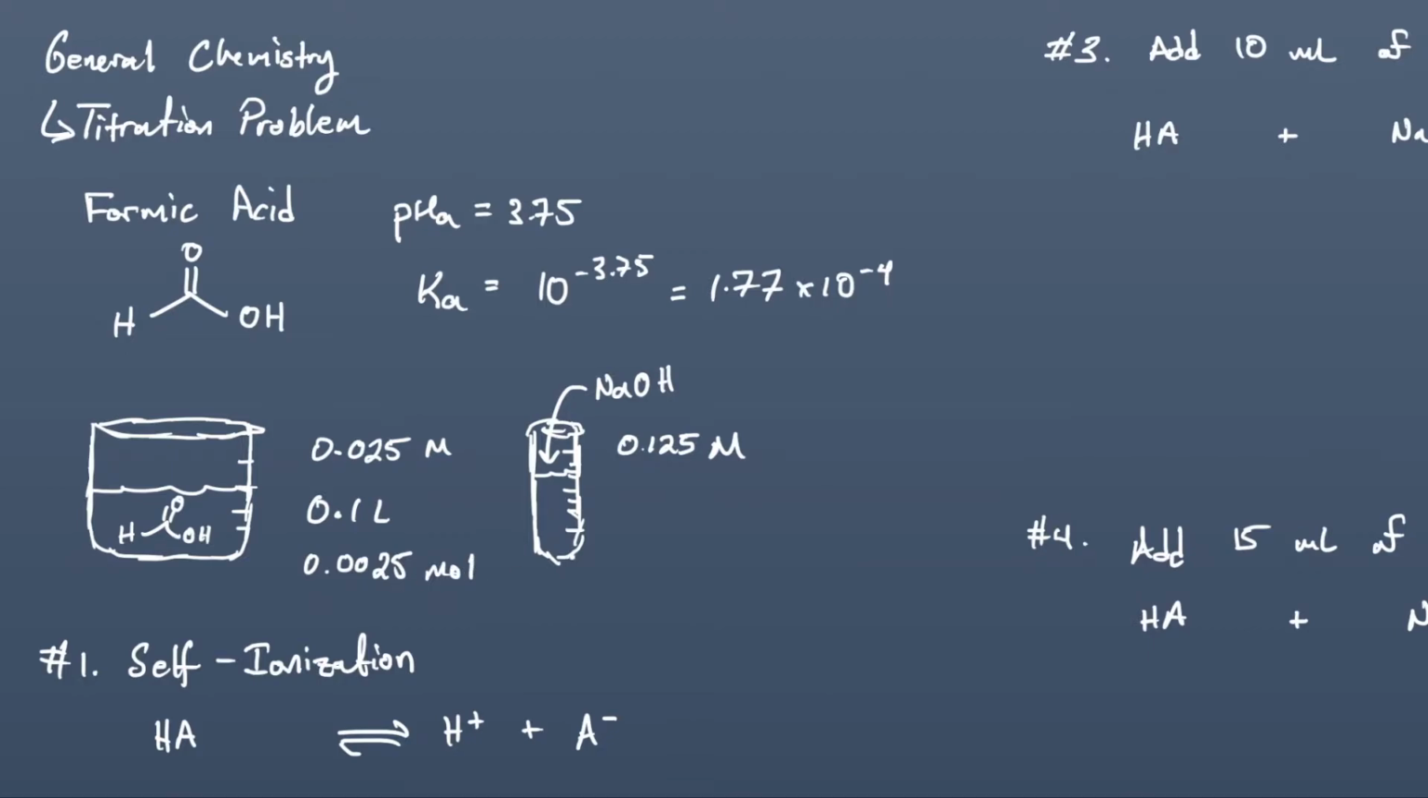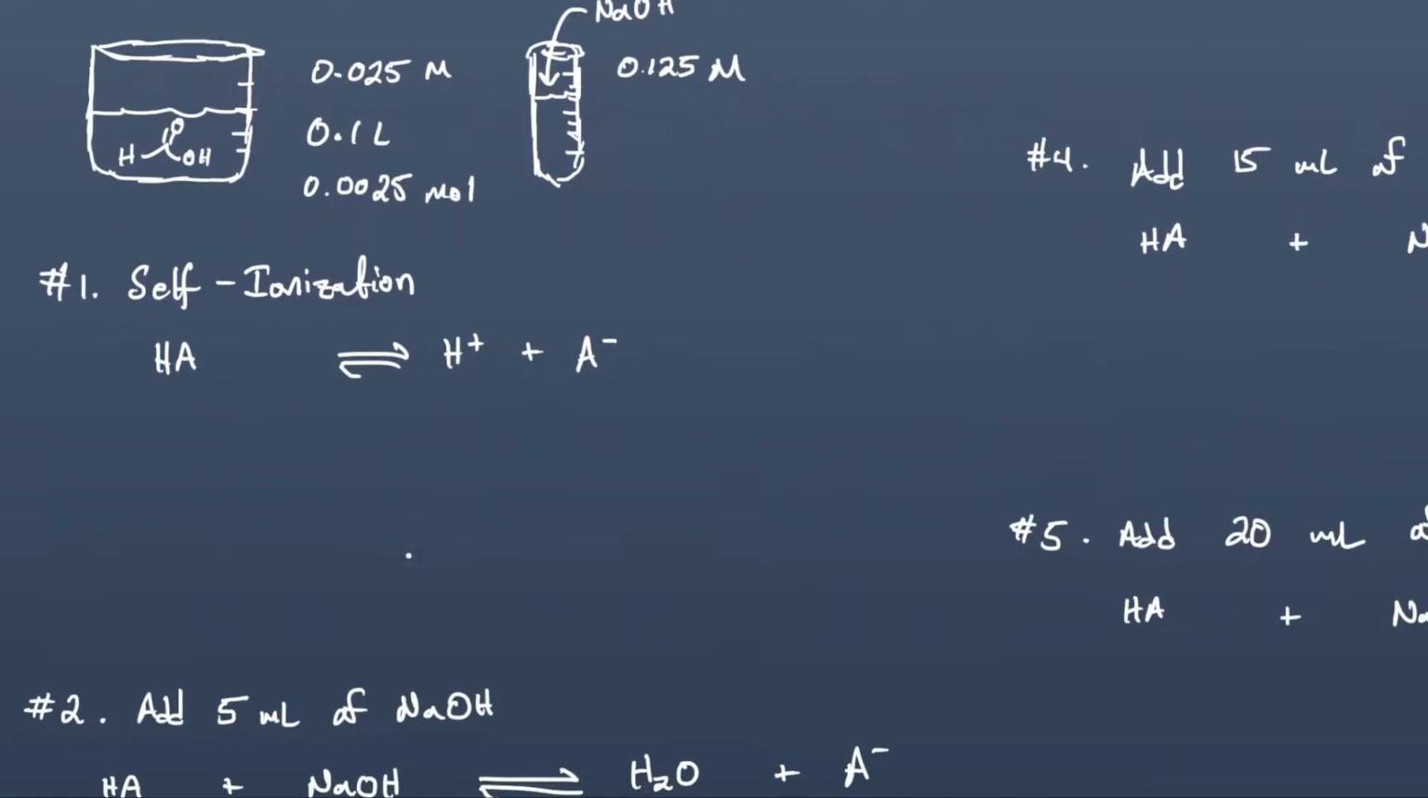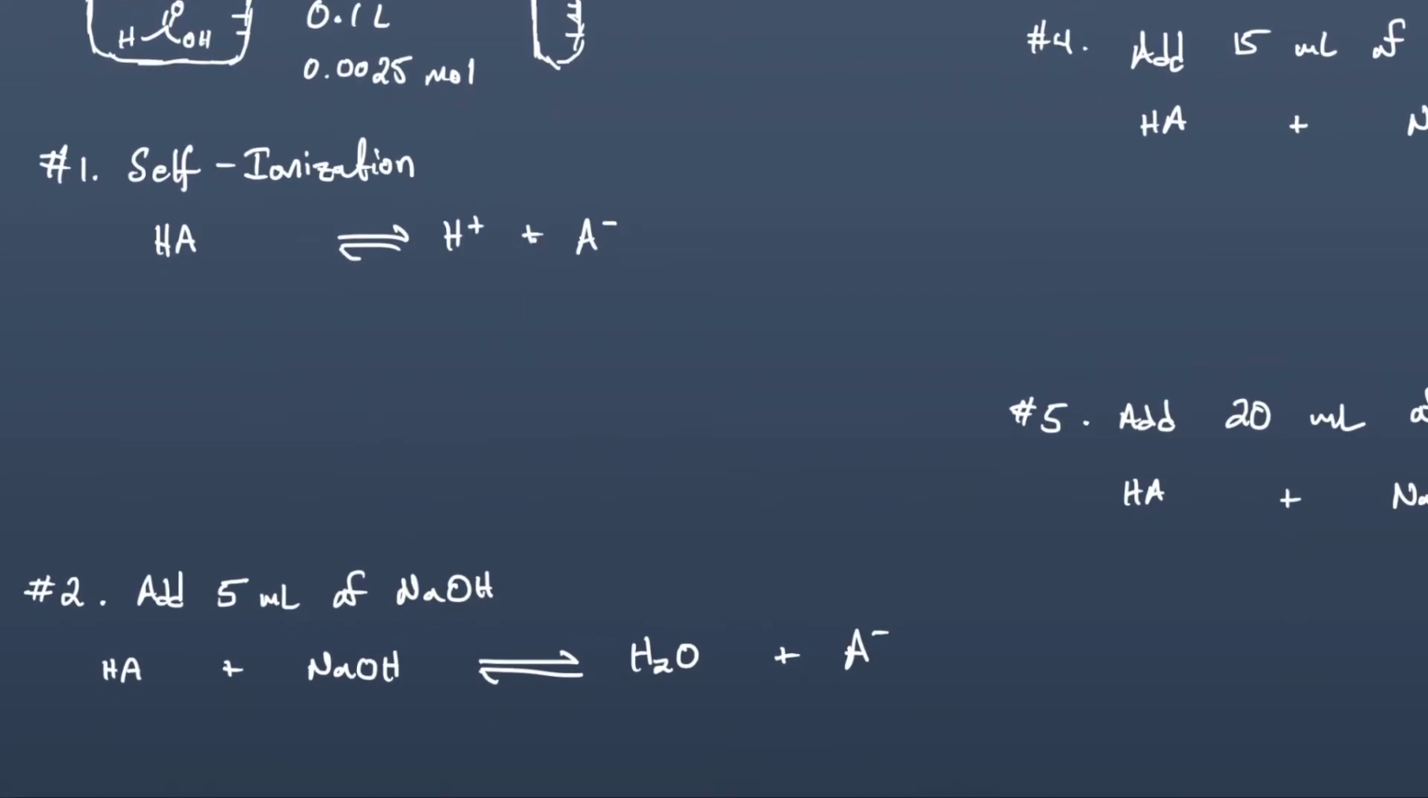All right, and then on the side, I prepared some sodium hydroxide solution. And this sodium hydroxide solution is 0.125 molar. This is what I prepared in the lab. And so now I'm going to do my titration. So let's start by not adding any sodium hydroxide into this solution, and we're going to look at the moles here.